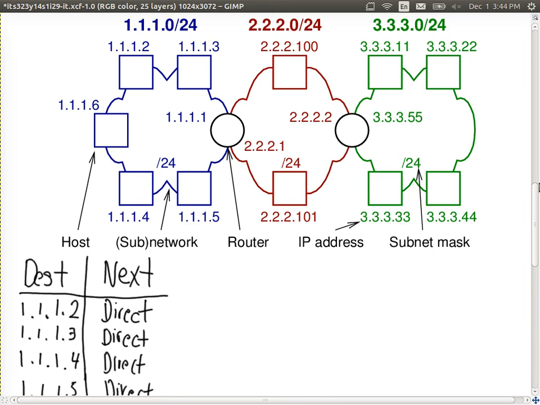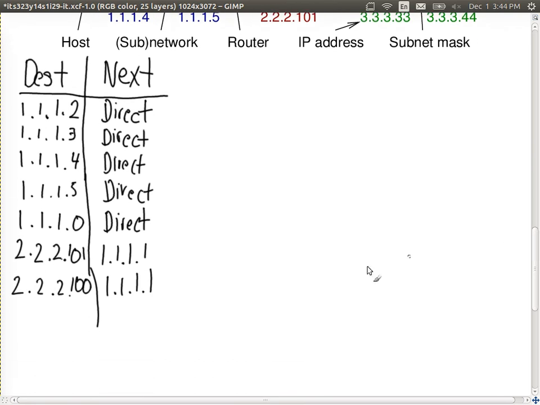So in fact, we don't need to use the actual destination address here. We can simplify, and the split of the addresses into network portion and host portion allows us to simplify. I'll add a few more and then I think you'll see the pattern. All right, what do we have? 3.3.3.33. What were the others? 44 and so on.